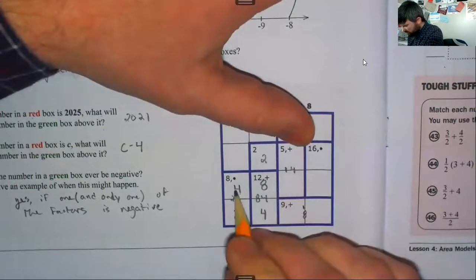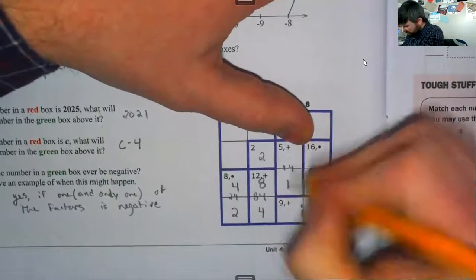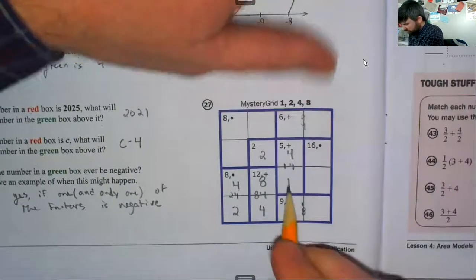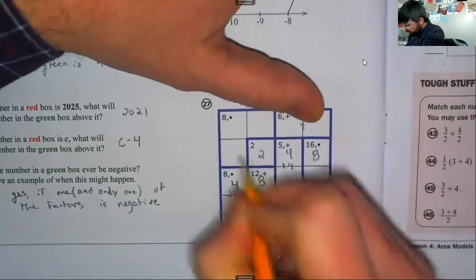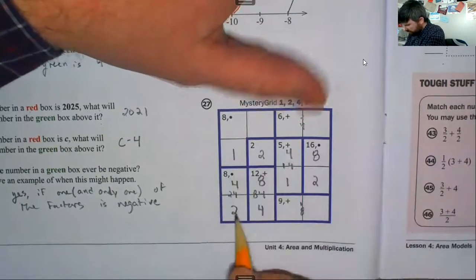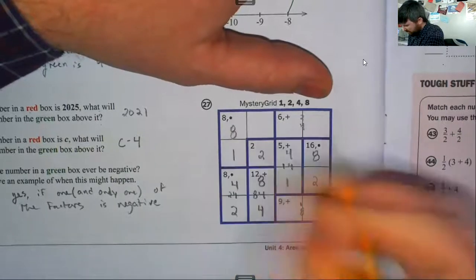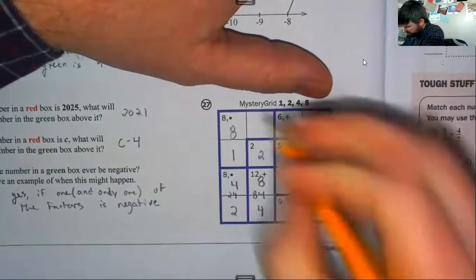Okay, so 4 is going here. So this has to be 1 and 4. So 1, this would be 2 and 8. This would be 1. So 1, 2, 4, 8. 8, 4, 2, 1.